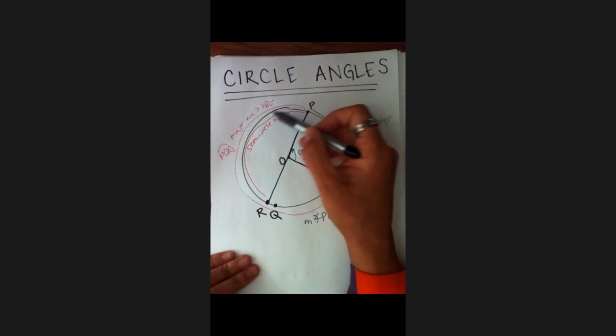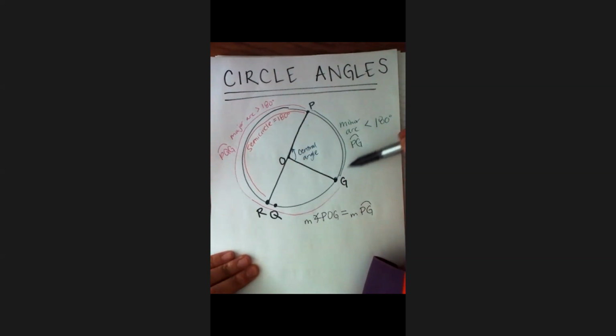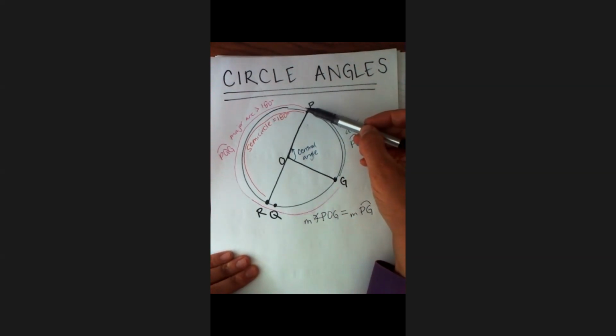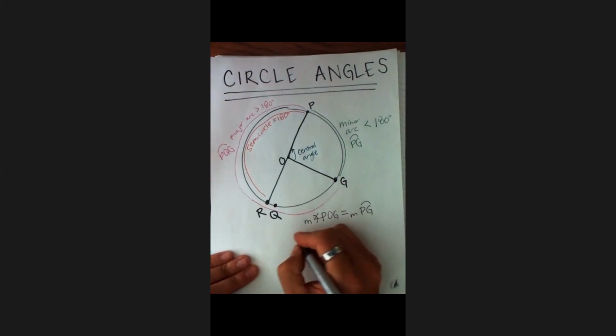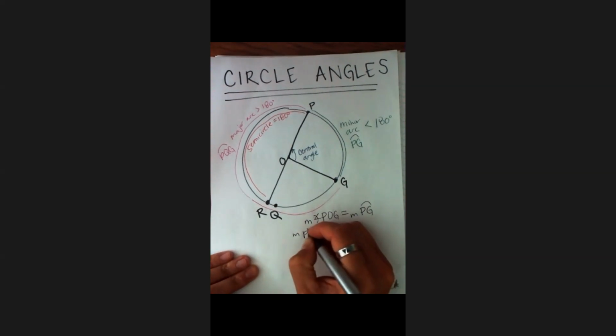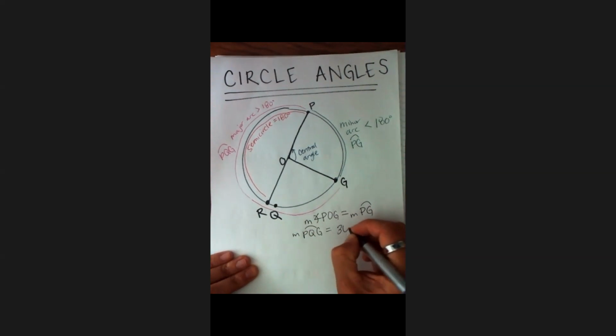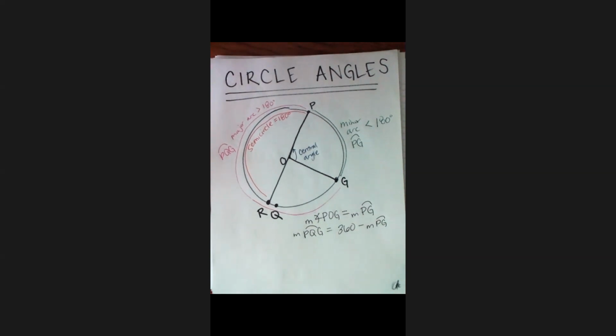How would we find the major arc if we knew the minor arc? Well, the whole circle is how much? 360. So the major arc will be 360 minus the minor arc. So the measure of the major arc PQG will be equal to 360 minus the measure of the minor arc PG.